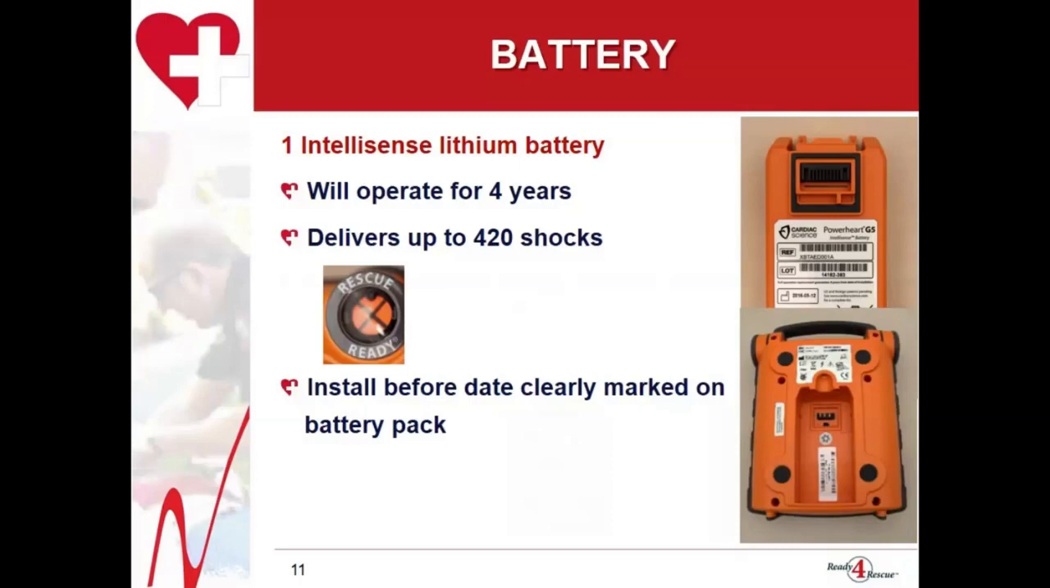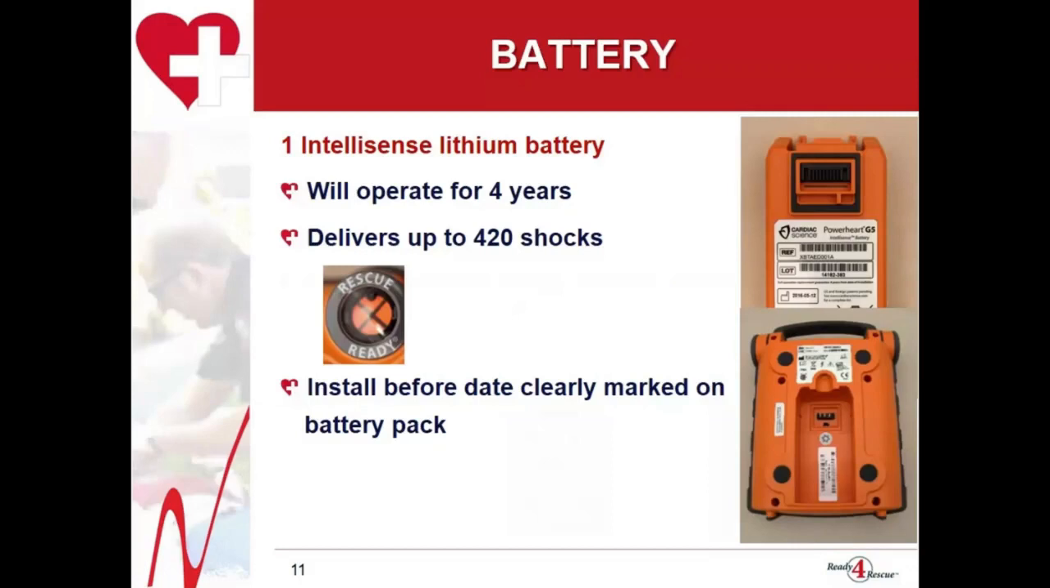To replace the battery, turn over the AED so the back of the unit is facing you. Press the battery compartment tab and lift out the old battery. Replace with a new battery that hasn't passed its install before date. Insert the new battery into the battery compartment and press down until you hear a click. Once you hear a click, turn the AED over and check the Rescue Ready status indicator, as it should have turned green.